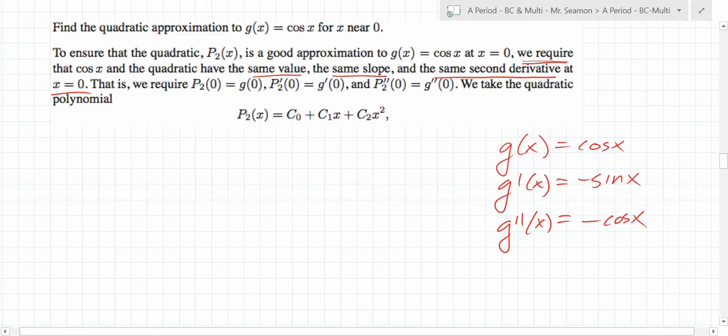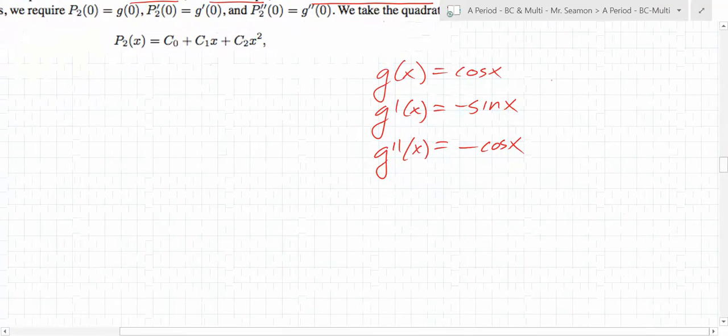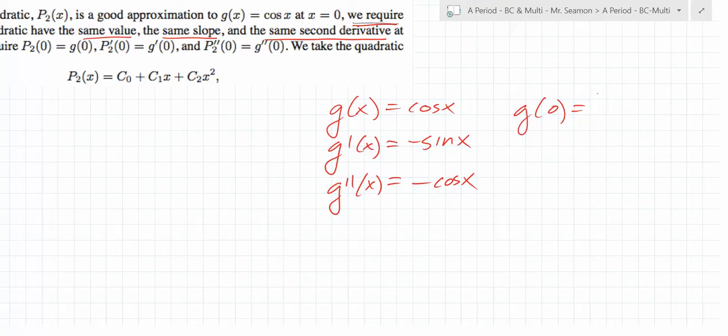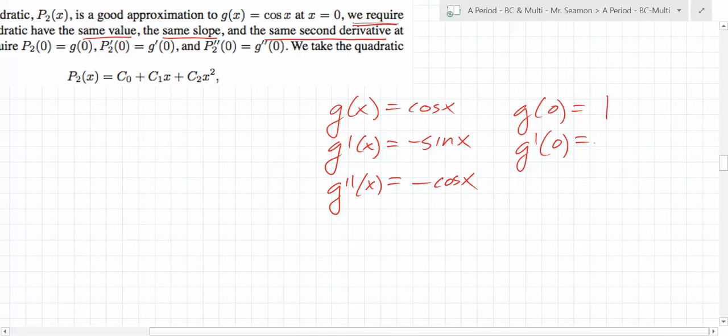Negative cosine of x. Okay. So let's go over here. What's g of 0 going to be? 1. So what's g prime of 0 going to be? 0. And what's g double prime of 0 going to be? Negative 1. I'm making a little chart here.